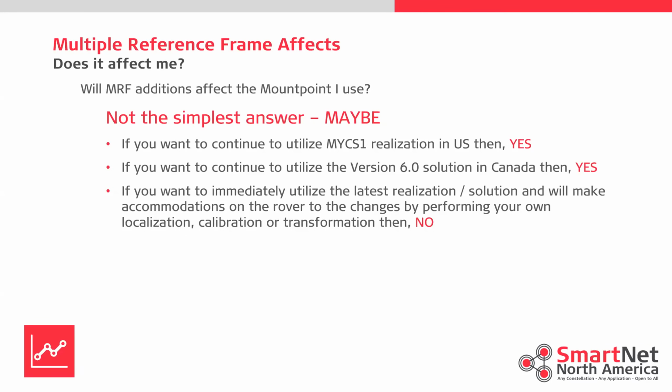Will MRF additions affect the mount point I use? Maybe. If you want to continue to utilize NYCS1 in the US, then yes, you've got to change mount points. If you want to continue to utilize the version 6 solution in Canada, then yes, you've got to change mount points. If you want to immediately use the latest realization and solution, and you'll take care of any accommodations you need on the rover to accommodate the changes, you'll do your own localization, your own calibration, your own transformation, then no, you can continue to use the mount points that you're on today, and you'll hop forward to the new solution, to the new realization, and you can handle the localization, the calibration, or transformation on your own.